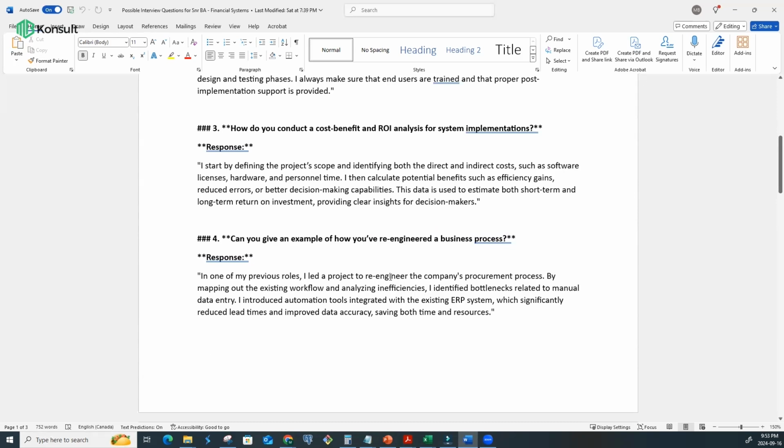In my previous role, I led a project to re-engineer the procurement process by mapping out the existing process, identifying bottlenecks, and introducing automation tools, which significantly reduced lead times and improved data accuracy. Now, this is more like process improvement, so don't let the word re-engineer scare you. All we are saying is that something was working one way, you were part of a team that made it work another way, and you got something good out of it. You need a story to say something was like this, we made it like that, and why, and what did we achieve. That's all they're asking.